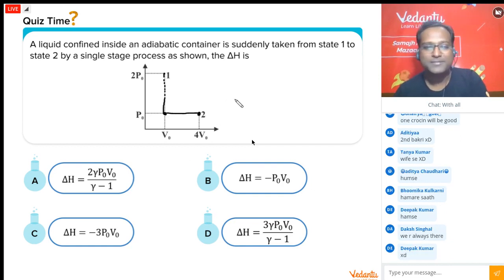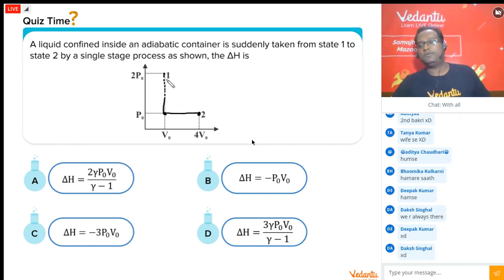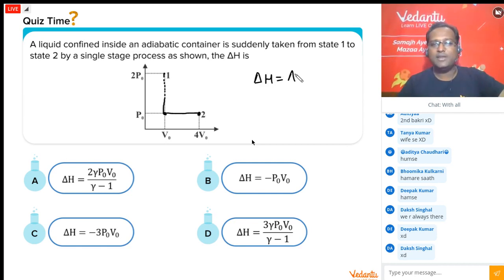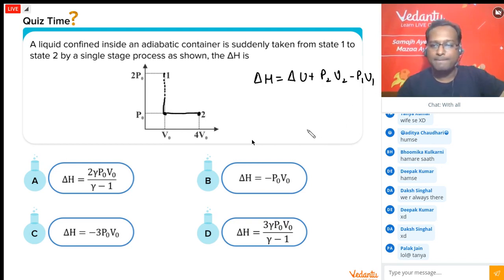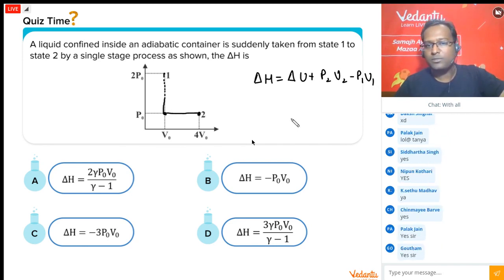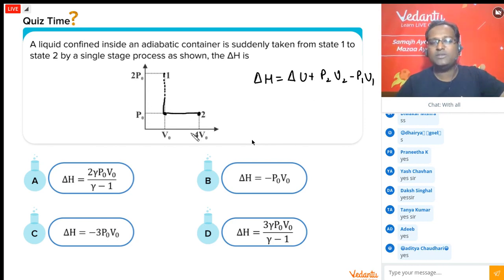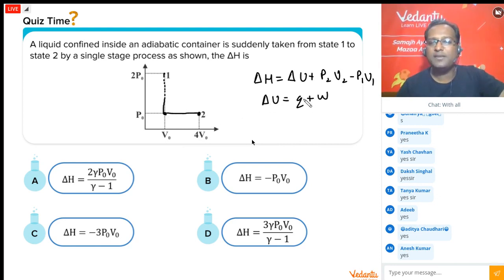So let's continue. It is a liquid process, so it is clear that delta H will come from this formula. Right? P2 is P naught, P1 is 2P naught, V2 is 4V naught and V1 is V naught. Where will delta U come from? Delta U will come from Q plus W. It is basically the same question that we did just a while back, just in variables instead of numbers.